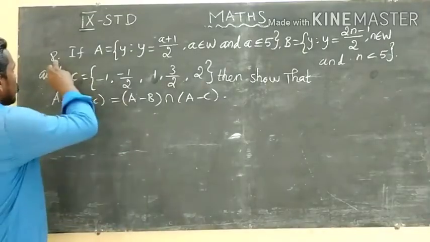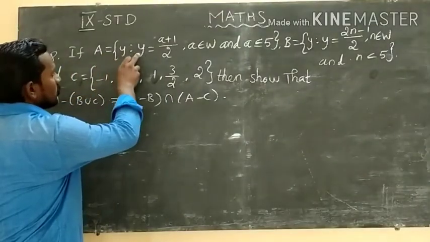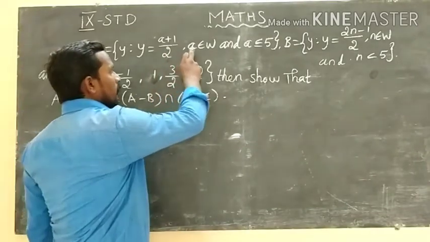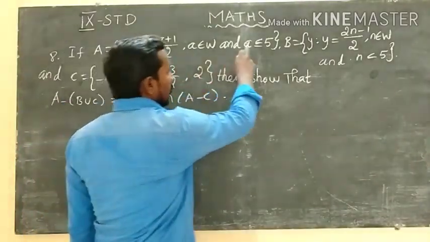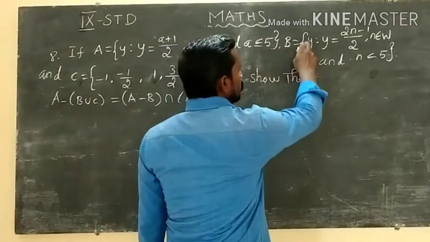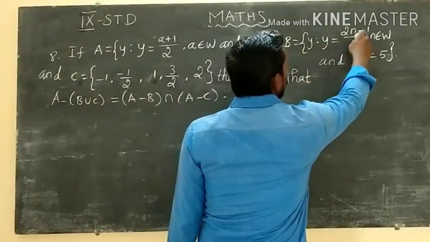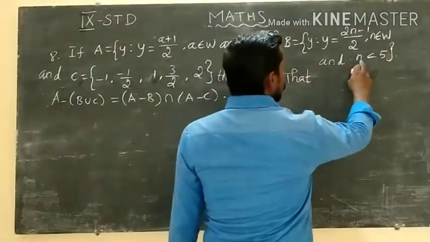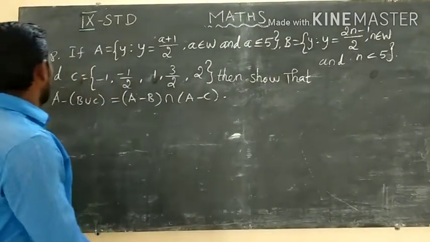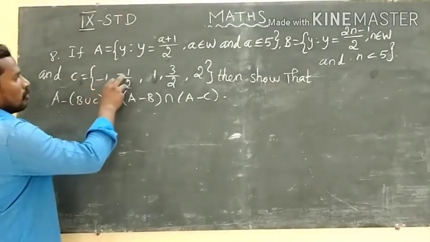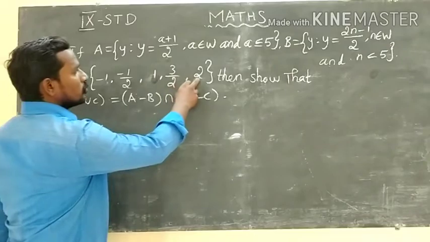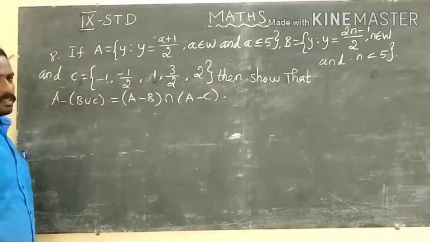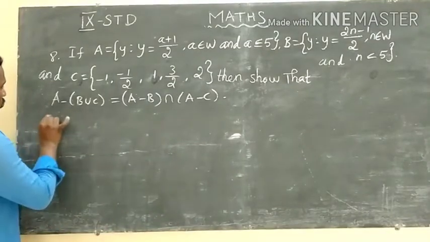Okay, dear students, 8th question. If A = {y : y = (a + 1)/2, a ∈ W and a ≤ 5}, then B = {y : y = (2n − 1)/2, n ∈ W and n < 5}, and C = {-1/2, 1, 3/2, 2}, then show the De Morgan law for set difference. The solution.